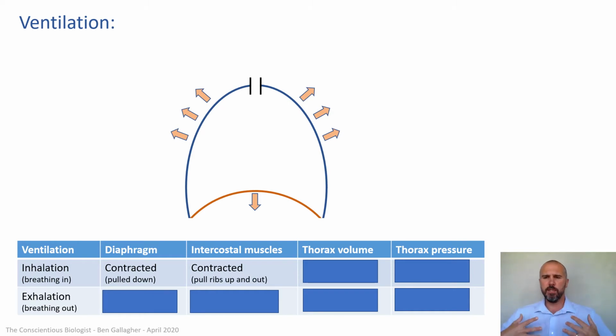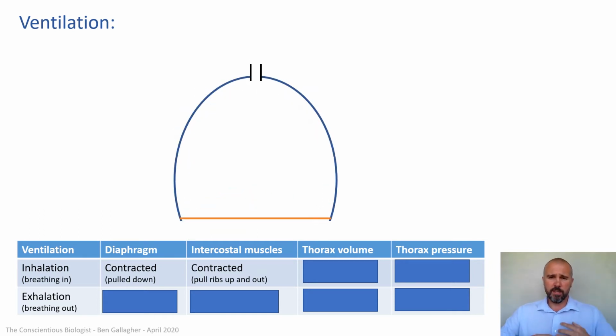cage up and out. So if you watch me as I take a breath, you can see my chest expands, gets much bigger, okay? So with those two now in the table, both your diaphragm and intercostal muscles need to contract to pull your diaphragm down and your rib cage up and out. Now that should be fairly obvious that that's going to make the whole thing grow. So your thorax volume is going to increase, your chest space is getting much bigger.